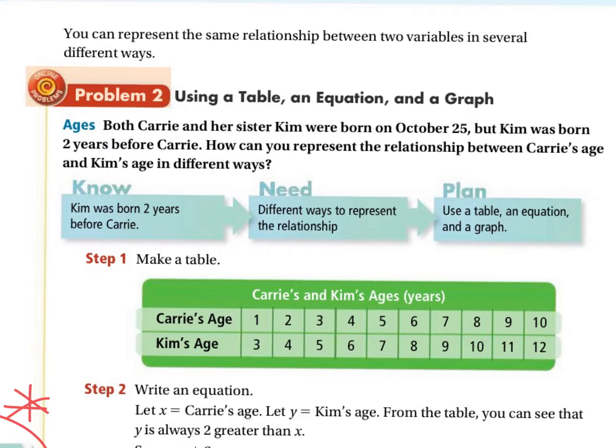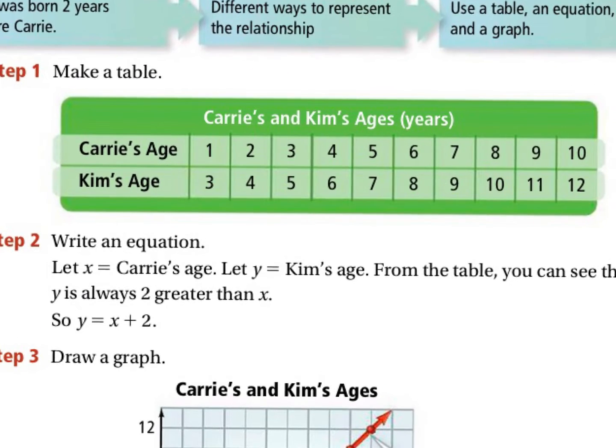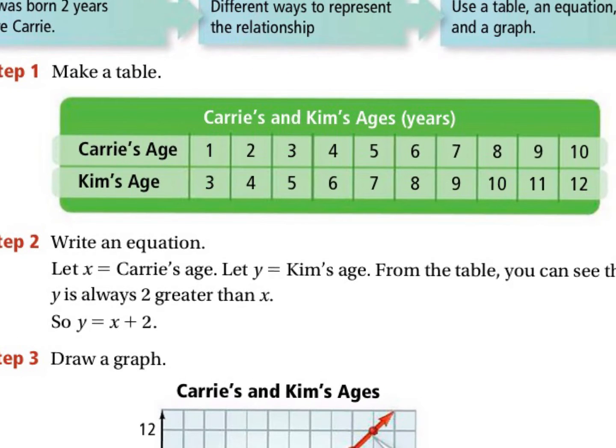So one way they did this, they made a table. They said, well, if one girl is 2 years older than the other, if one was 1, the other one would be 3. If one was 2, the other one would be 4, and so on.